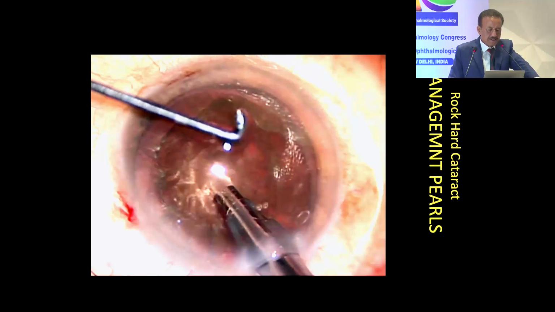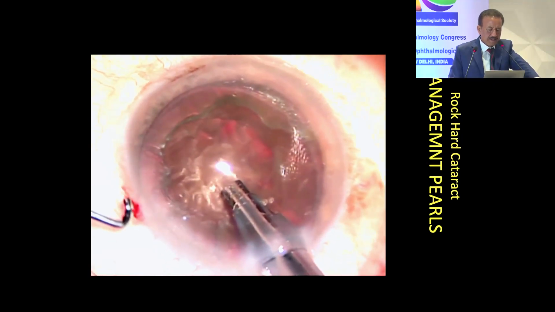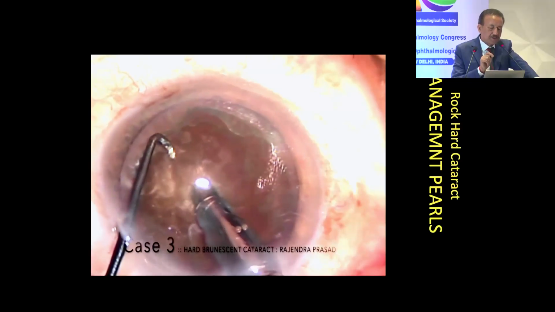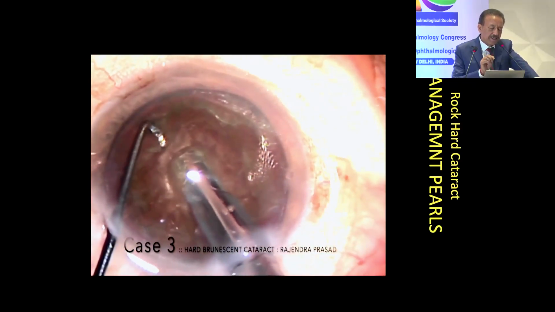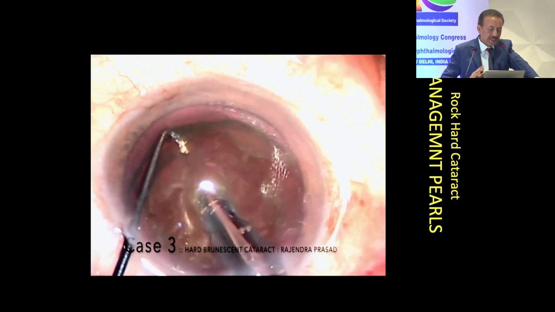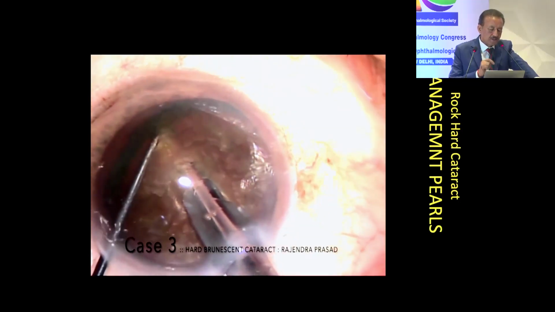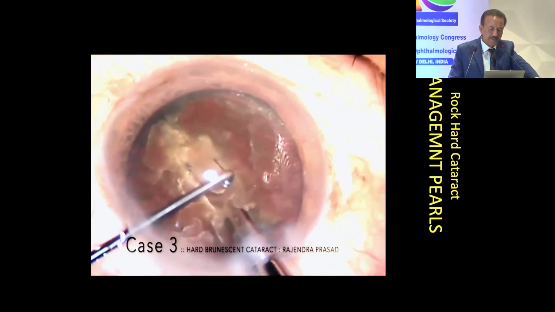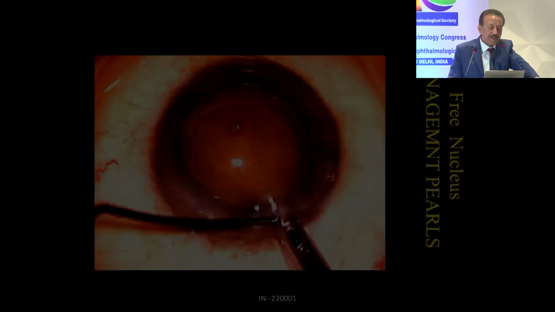And this is another case, a very hard cataract. And look at the phaco probe. This is very important. You have to penetrate the phaco probe not towards the posterior pole, but slightly towards the equator, then hold it, draw it a bit, and then crack here, because cracking has to happen at the equator only. Then only you get a complete splitting of the nucleus.